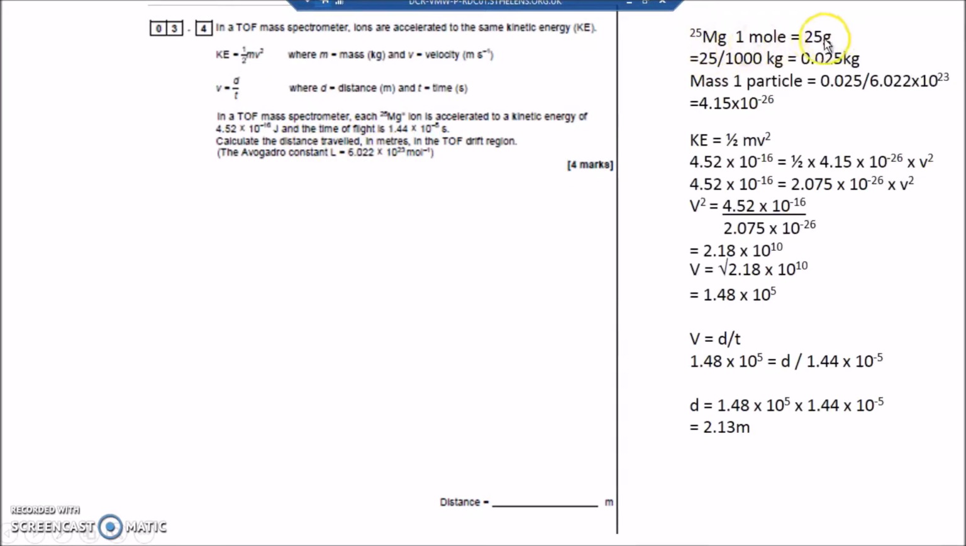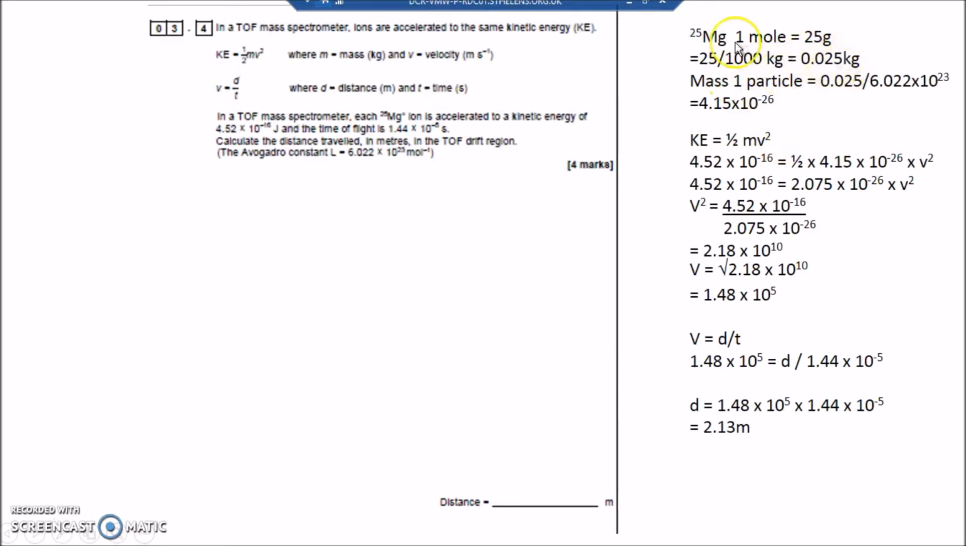25 mg, 1 mole is 25 grams. So if I've got 1 mole, I've got 25 grams. In 1 mole, there are 6.022 times 10 to the power 23 particles. So to get 25 grams up into kilograms, you divide by 1,000. To get grams up into a larger unit, kilograms, divide by 1,000: 0.025 kilograms.